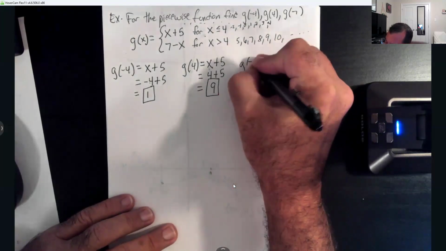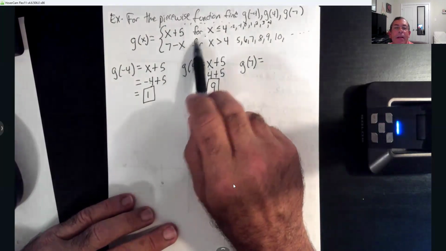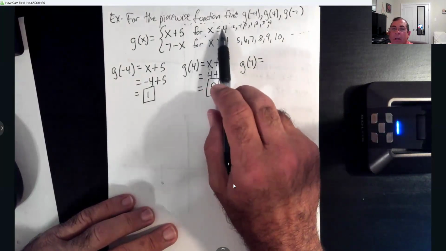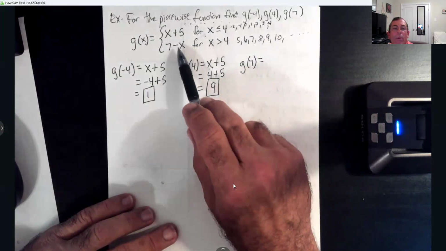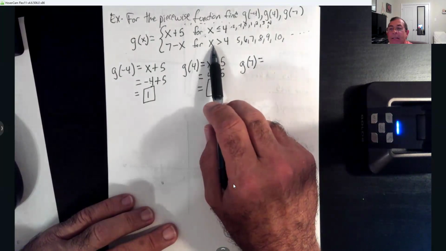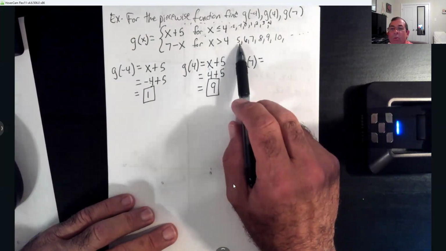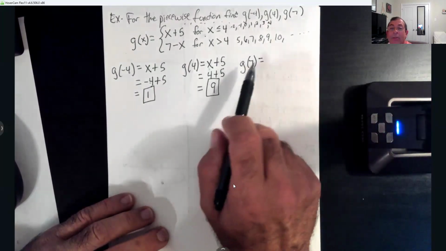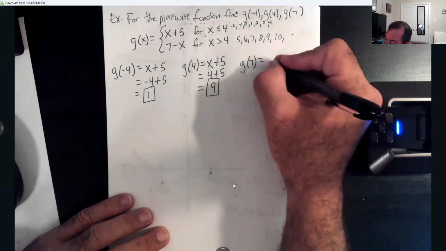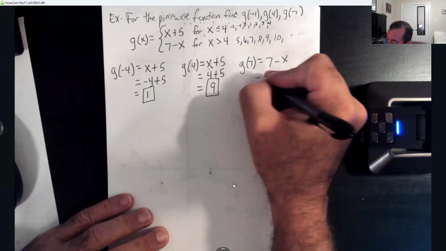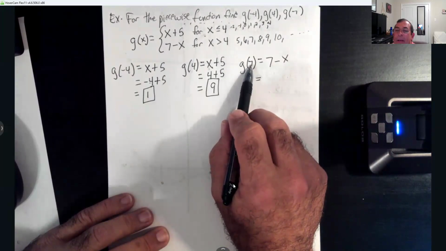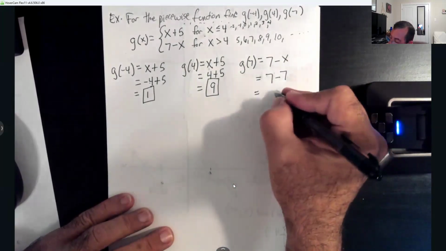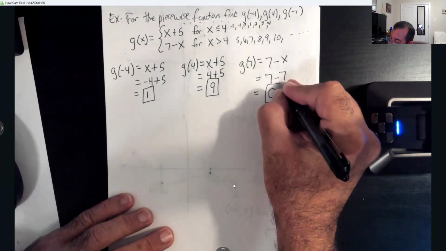Now I got a g of 7. Well, 7 is not less than 4. So I can't use the first equation because the biggest number I could use there was 4. Well, let's look at this second equation. It says if my x is greater than 4. And we said numbers that were greater were like 5, 6, 7, 8, 9, 10, 11, 12, all the way to infinity. So 7 is greater than 4. We're going to use this equation, which is 7 minus x. All right, I got to put a 7 in for that x. So I'm going to get 7 minus 7. And y'all, 7 minus 7 gives us a big 0.